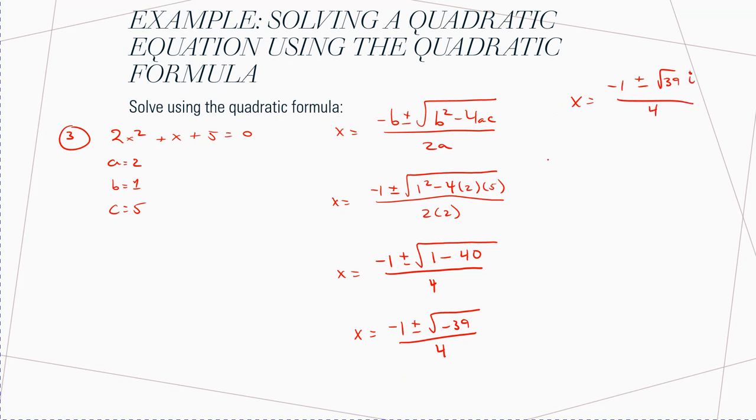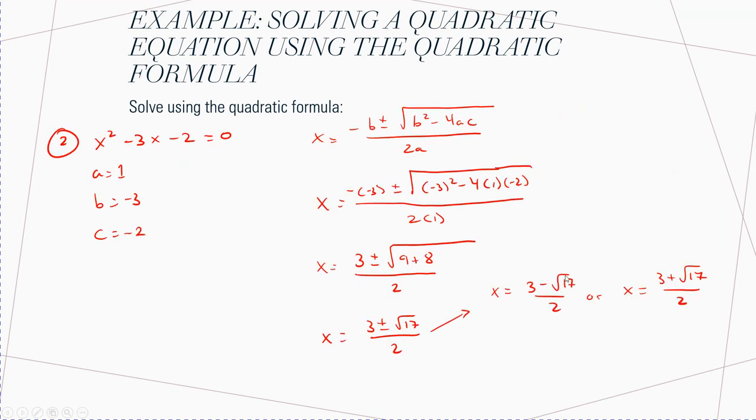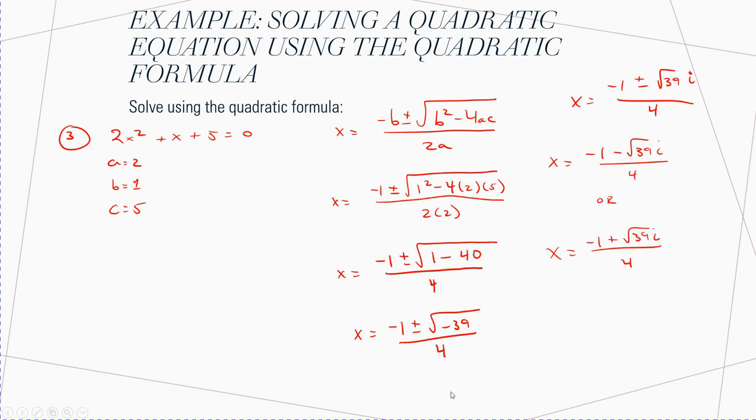So I have two solutions here. x is equal to minus 1 minus the square root of 39i all over 4. Or my other solution is x is equal to minus 1 plus the square root of 39i all over 4. So this formula will work generally when you get nice integer solutions or solutions that are rational numbers. What you're going to notice here is that you could have solved by factoring. But when you get things that still involve a square root like this, you wouldn't have been able to solve by factoring.